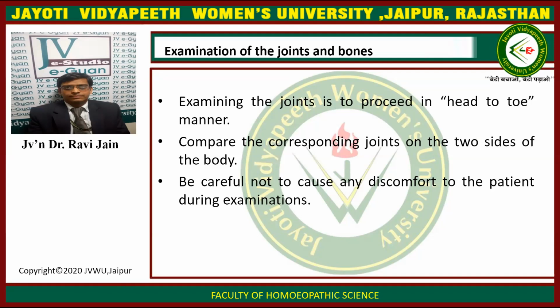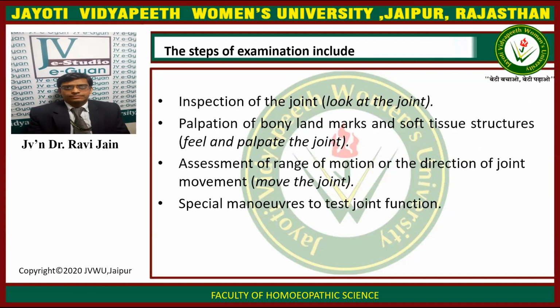Then we have to do the examination of the joints and bones. The bones and joints need to be examined. We have to examine the joints from head to toe; the pattern has to be kept in a head to toe manner. We have to compare the corresponding joints on the two sides of the body. So both sides of the body need to be examined, whether affected or not. We have to be careful not to cause any discomfort to the patient during examination. We need to keep in mind that the patient is not being affected in any way.